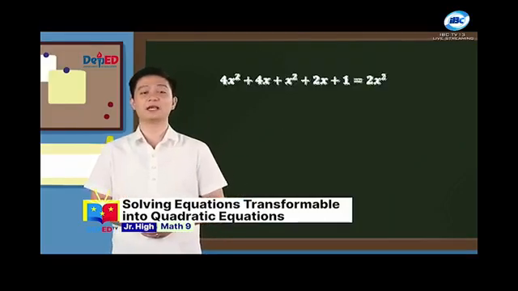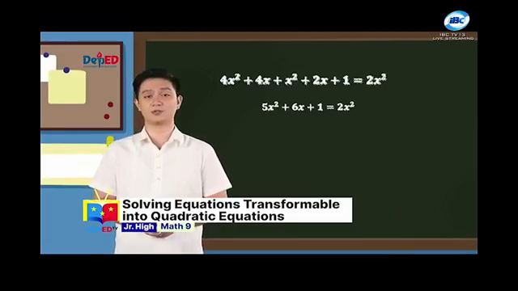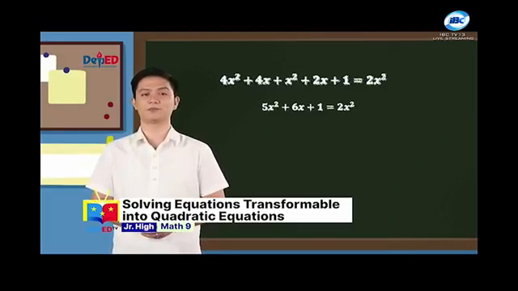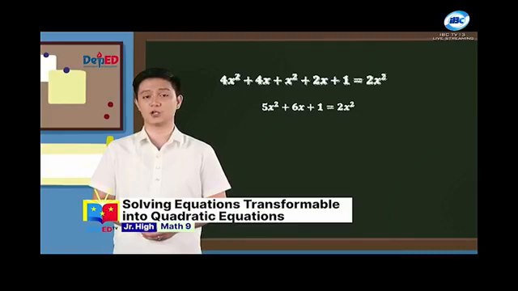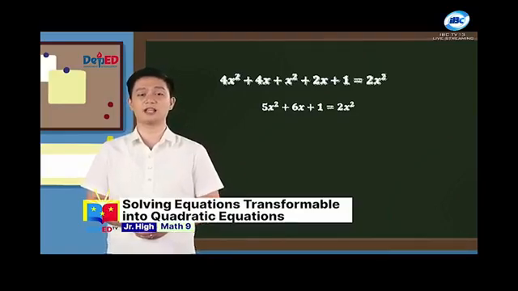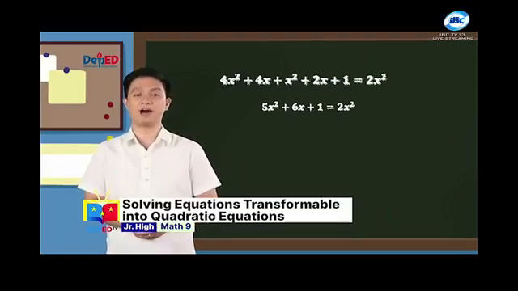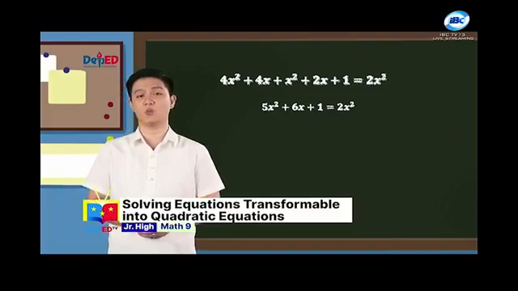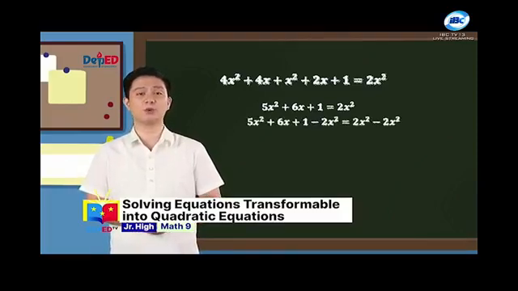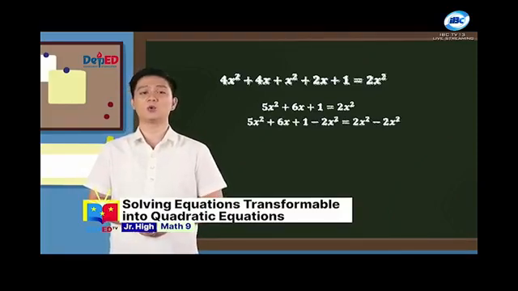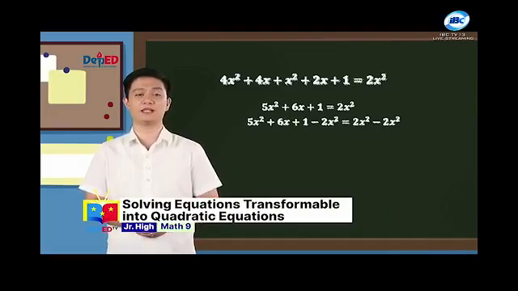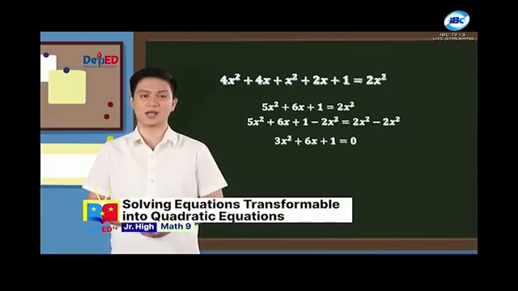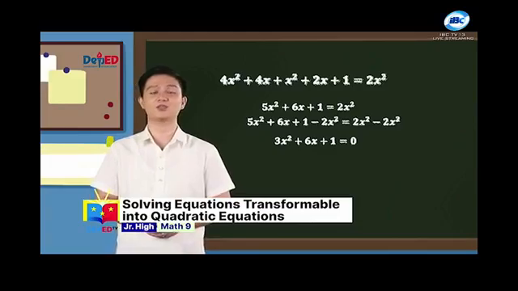Step 3. Write the obtained equation in step 2 in standard form. By combining similar terms, the left side of the equation can be simplified as 5x squared plus 6x plus 1. If we decrease both sides by 2x squared, we can now achieve the standard form of the equation, which is 3x squared plus 6x plus 1 equals 0.